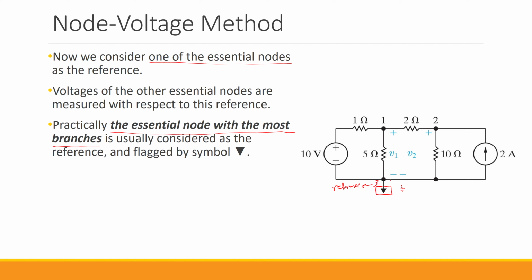So that's the first thing that we need to do. Find the nodes, find the essential nodes, find which one of the essential nodes has the largest number of branches, and we consider that as the reference node.